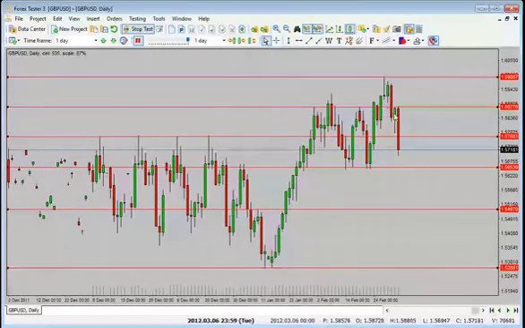Not so much. It couldn't cross this resistance. So we have another bearish candle close here. What do we expect now?